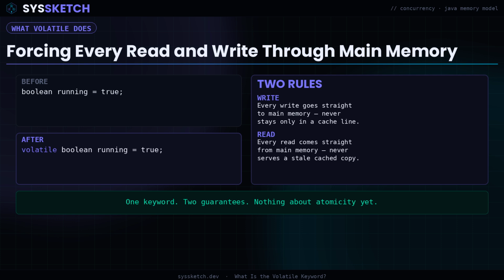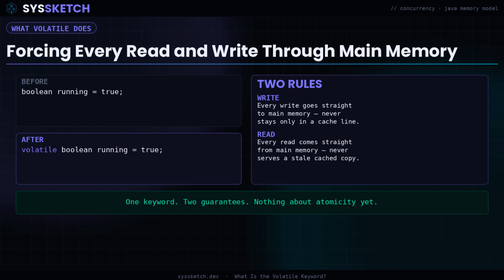One keyword, two guarantees applied consistently every single time that field is touched by any thread. Notice what's deliberately not in that list. There's nothing here yet about combining a read and a write safely, and there's nothing about atomicity. Volatile is purely a visibility guarantee, which is exactly the gap that was breaking our stop flag example, and exactly why adding it there fixes the loop.